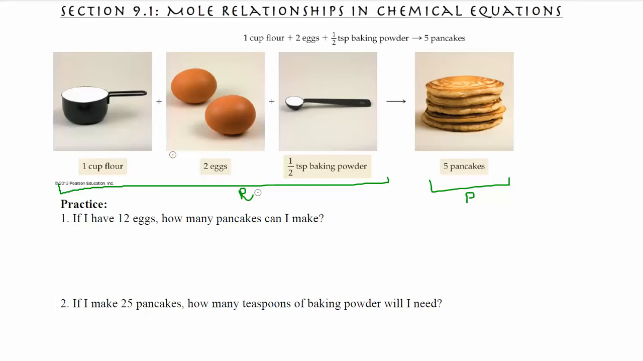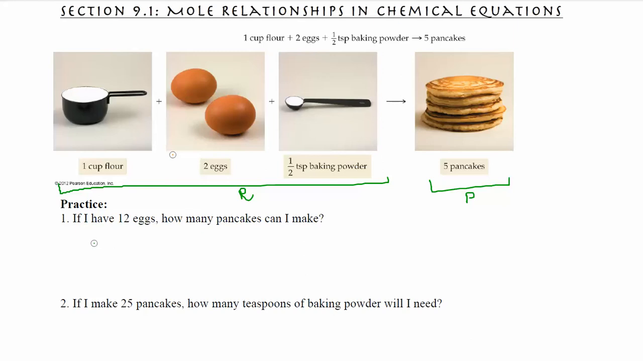So in this problem it says, if I have 12 eggs, how many pancakes can I make? Well, if you look at the recipe, I know that to make 5 pancakes I need 1 cup of flour, 2 eggs, and a ½ teaspoon of baking powder. Now, please don't actually use this for your recipe. You need to add more stuff to make your pancakes more flavorful, but this is just an example.